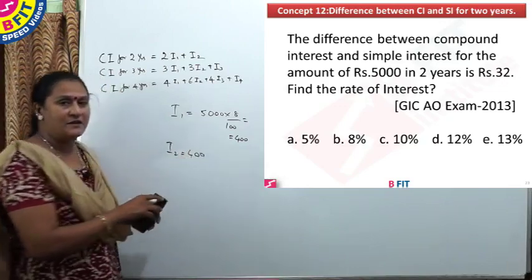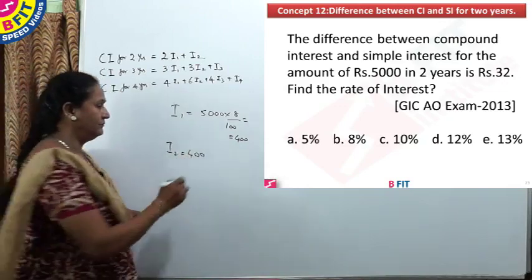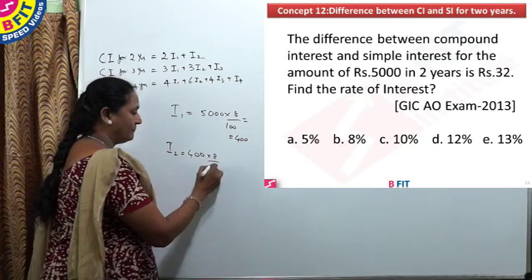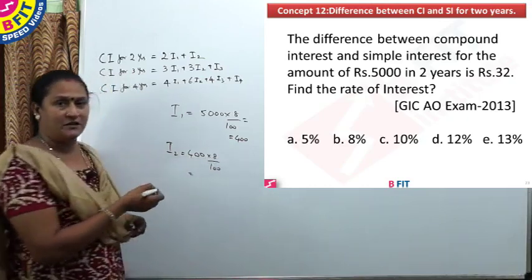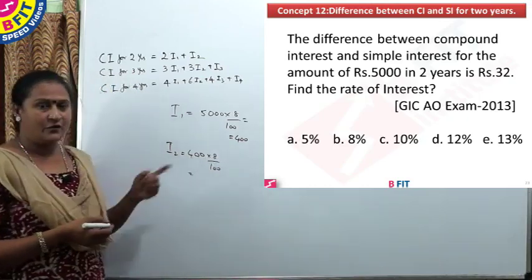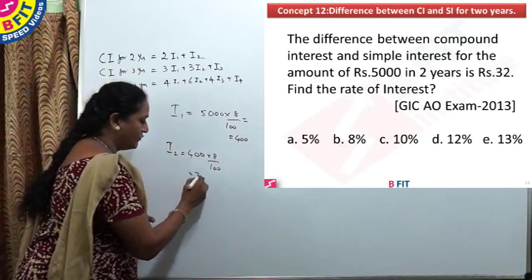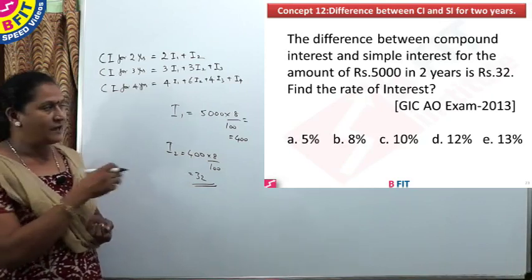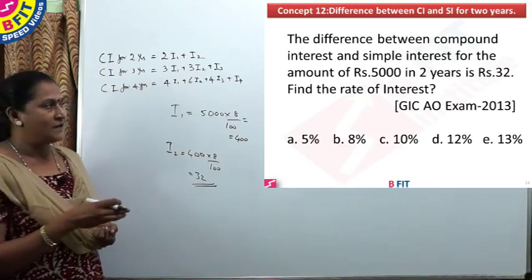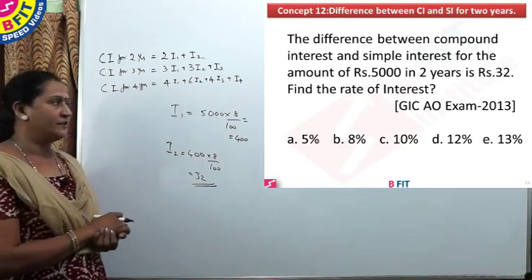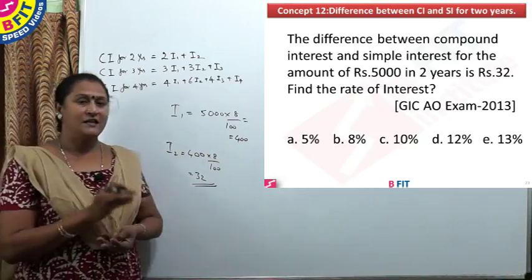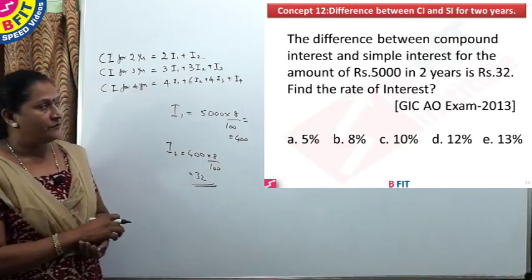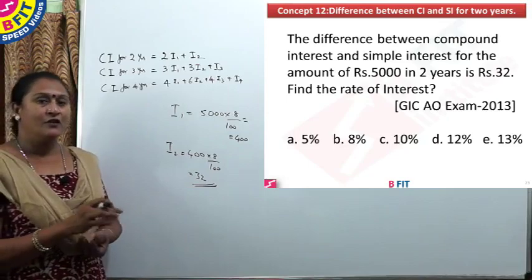So find 8% of 400. Now what is 8% of 400? 1% is 4, so 8% will be 8 into 4, which is 32. So we have got the difference 32. So the answer is 8%. So when the rate is asked, you can choose with the options itself. So we'll see another example, where the difference between CI and SI for 3 years is asked.